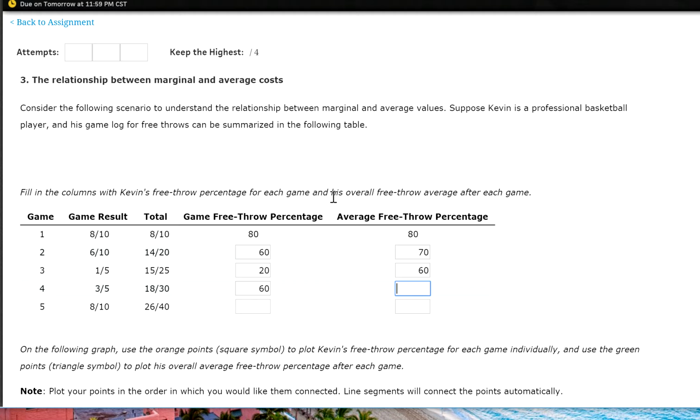Let me get my calculator. Alright, so 18 divided by 30, that's going to be, I think 60%. I could be wrong. Oh, it is 60%. Man, I'm pretty good at this. So 60%. And then for the last game, it's 8 out of 10. That's 80% right there. And then the average will be 26 out of 40. That's 65%. Okay, so that's easy.